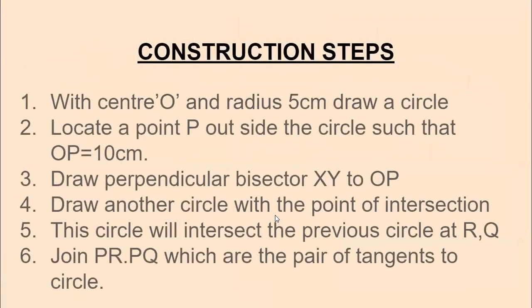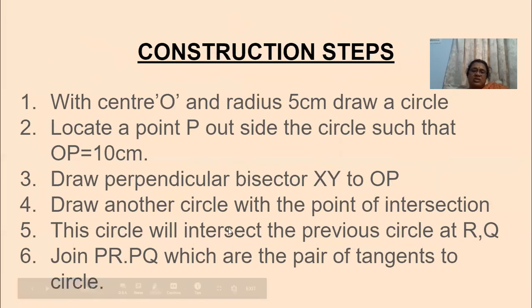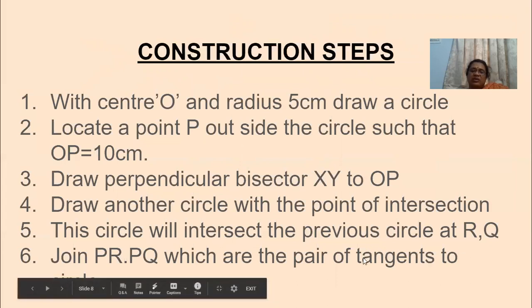Let us move on to the construction steps. The same construction steps we have to write. With center O and radius 5 centimeters, draw a circle. Next we locate a point P outside of the circle, 10 centimeters away, and draw a perpendicular bisector XY to OP. Then another circle we have to draw, keeping the point of intersection as center. The circle will intersect the previous circle at R and Q. And when we join PR and PQ, these two are nothing but the pair of tangents to the circle.